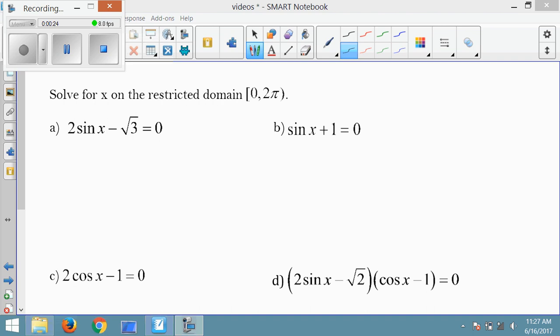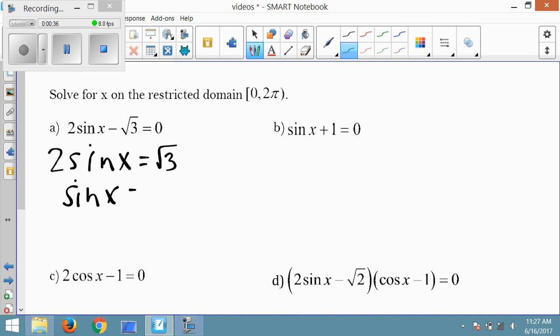So if we look at the first problem, it says 2 sine of x minus the square root of 3 equals 0. So you're going to treat it as you would any other algebraic equation, where you would add the square root of 3 to both sides, and then you would divide by 2.